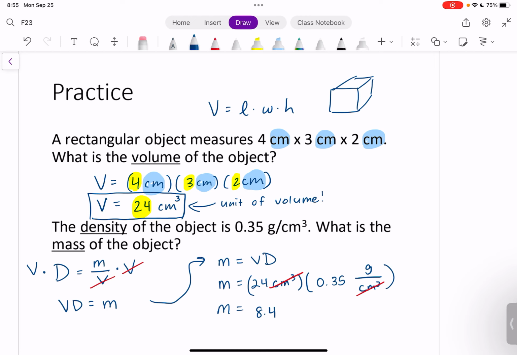Is this my final answer? Am I done? No, what do I have left? Grams, this pesky little grams hanging out up there. Now, why is that important? Well, what am I solving for? The mass of my object. What do we measure mass in?